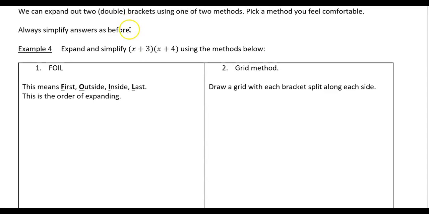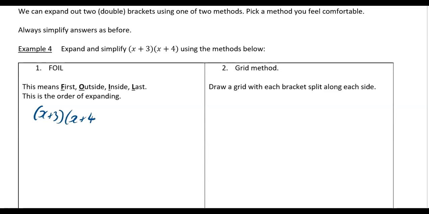So this is how we say this. It's x plus 3 upon x plus 4. Okay, the first method we're going to use is our FOIL method. So FOIL stands for first, outside, inside, and last. So we'll have a wee look at how we actually use this.